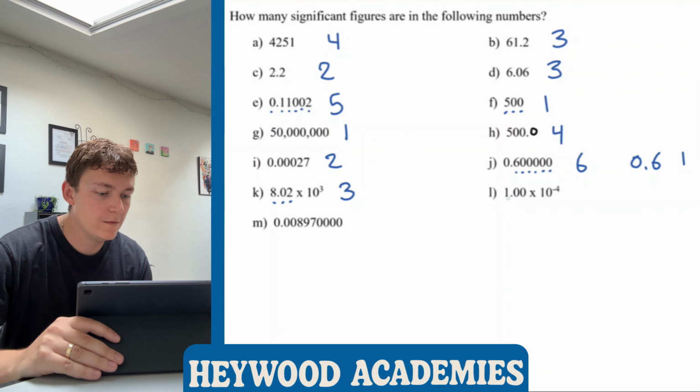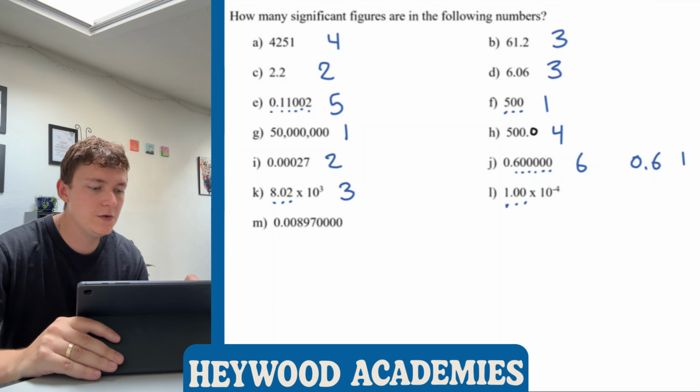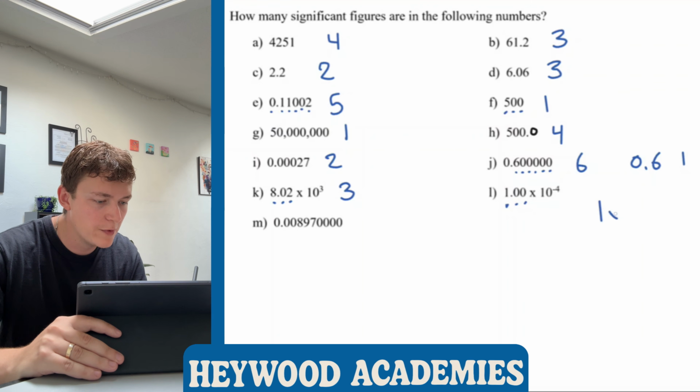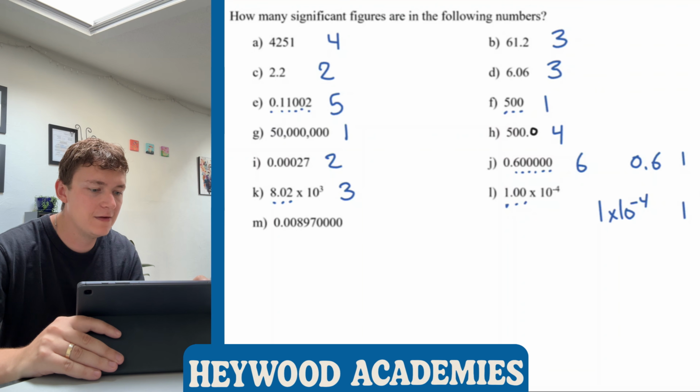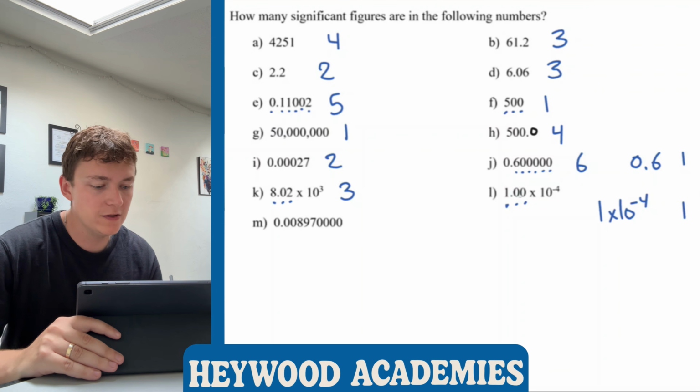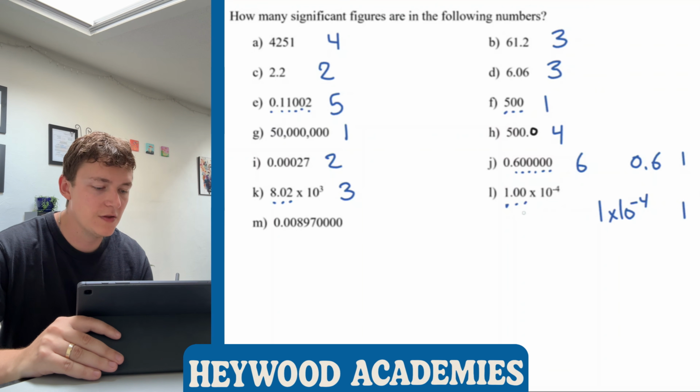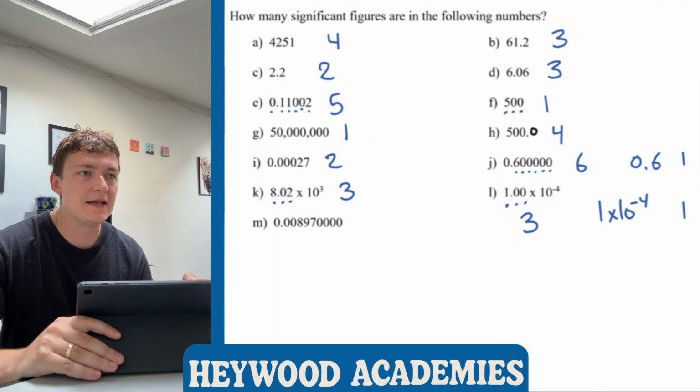With this next one over here, this 1.00, we chose to include those 2 zeros in there. We could have written the number like this, 1 times 10 to the negative 4, and that would have had one significant figure. We didn't have to include those zeros, but we chose to. So that means we should include those as significant figures, and that would be 3.